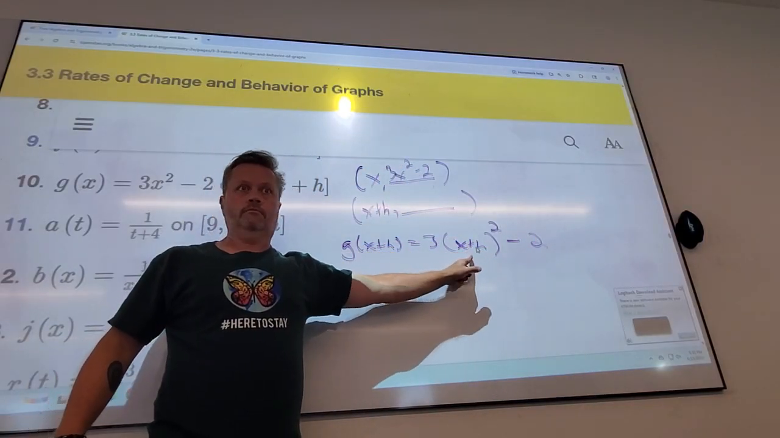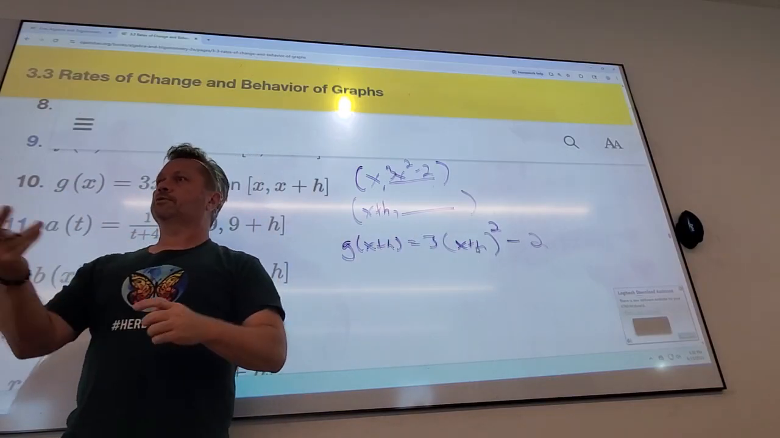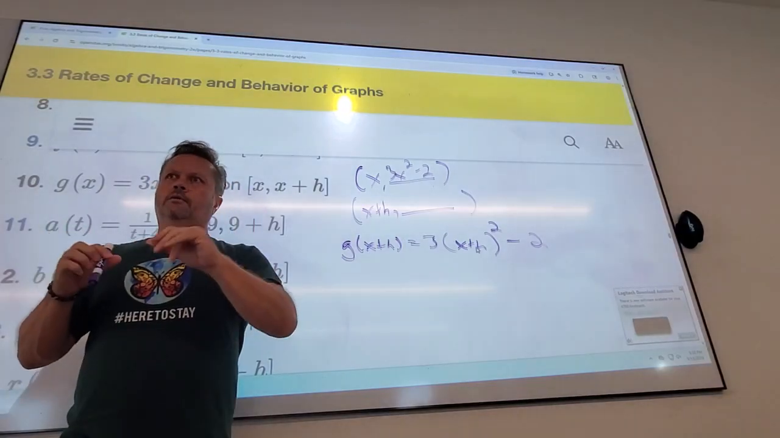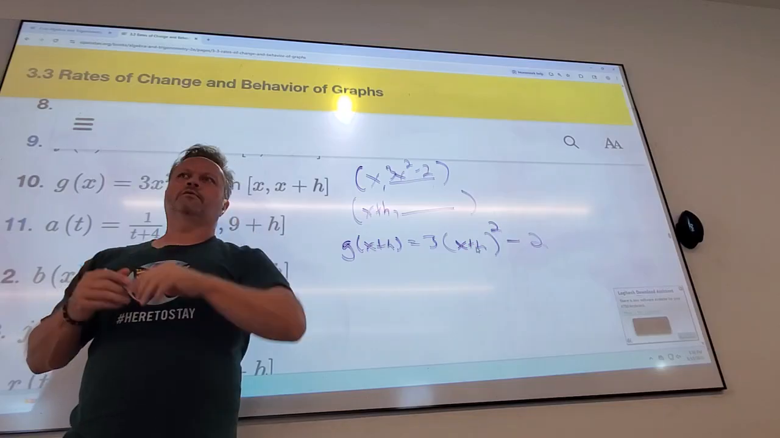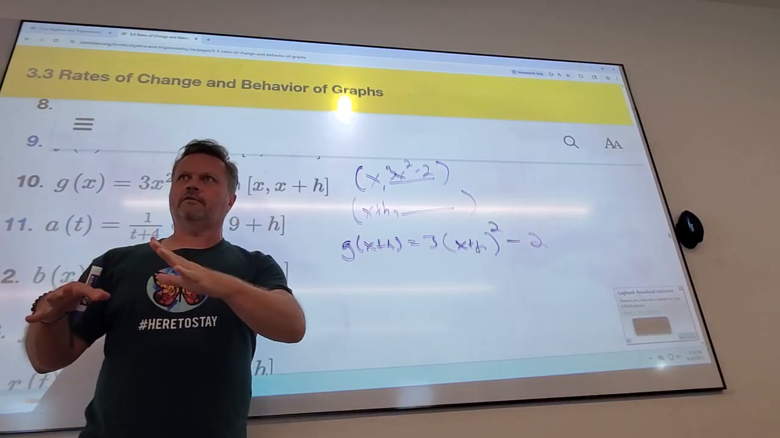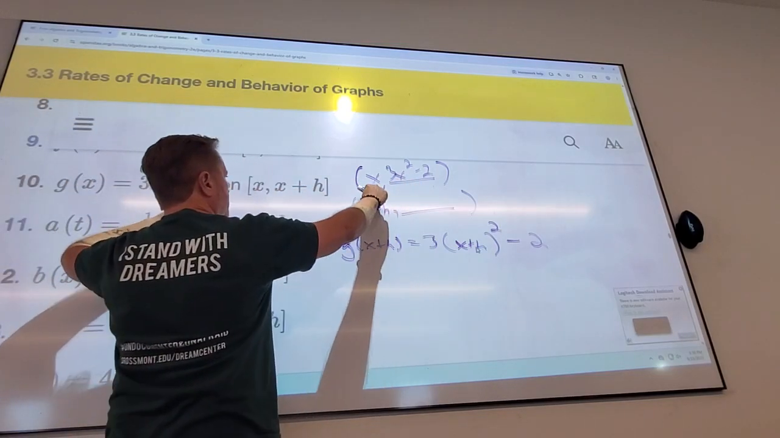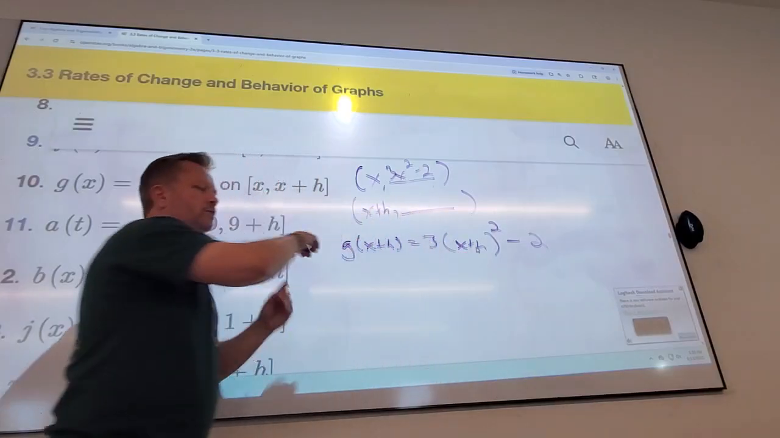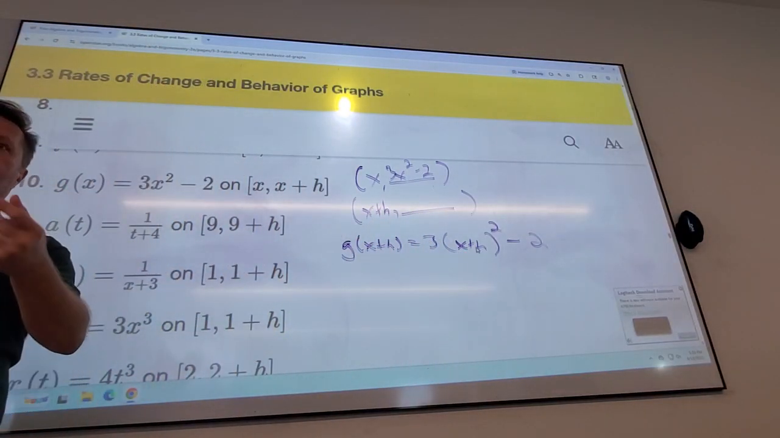Maybe x squared plus h squared. No. Don't lose your middle term, right? Yeah, a square can't distribute across addition. So 3 times x squared plus 2xh plus h squared, minus 2. This is the construction approach again. It's one of my favorite things because in order to do this, I have to construct the points. And how do I construct the points? Input, output. Okay.